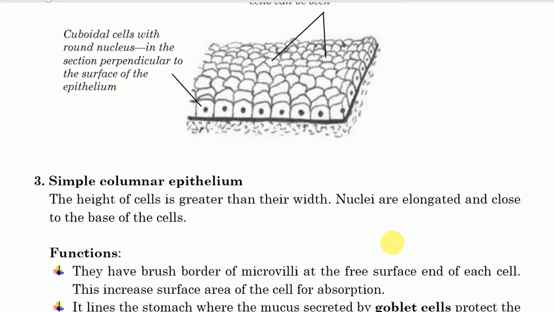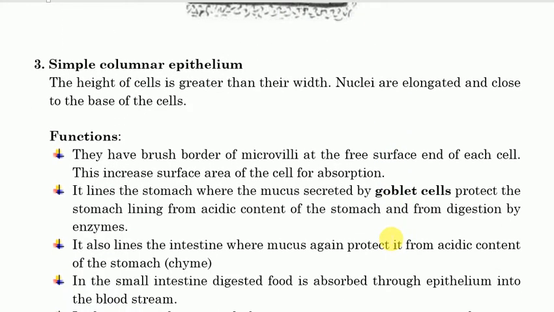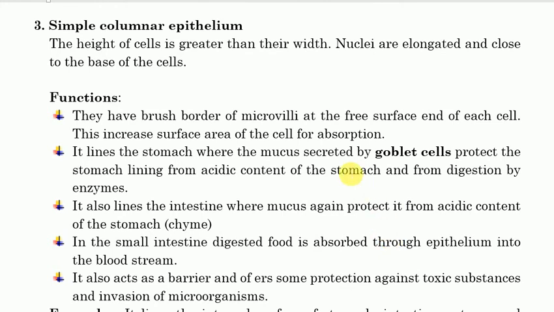And from there, let's jump to the simple columnar epithelium. Simple columnar epithelium. So here, the height of the cell is greater than the width. Nuclei are elongated and close to the base of the cell. In the case of function, they have many functions. Firstly, they have brush borders of microvilli at the free surface end of each cell. This increases surface area for absorption.